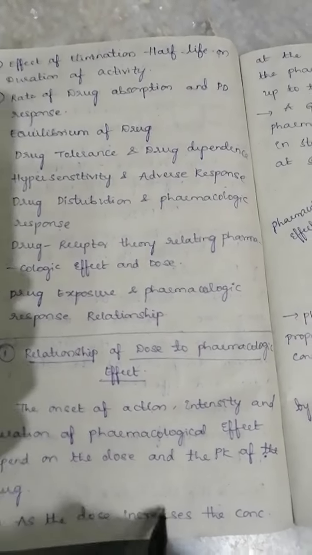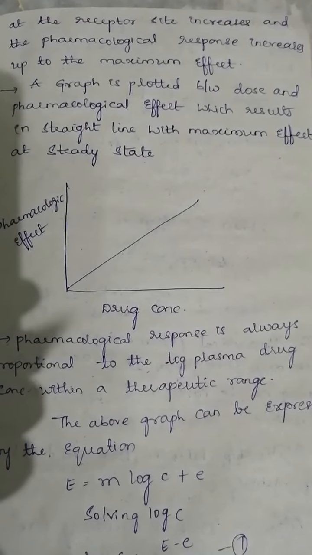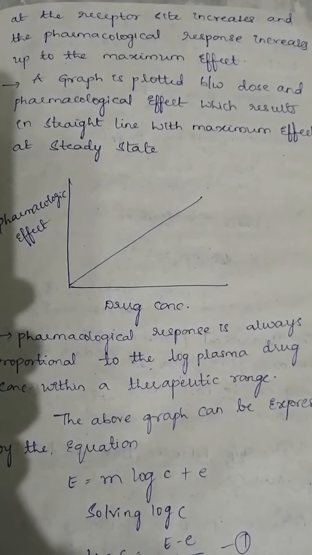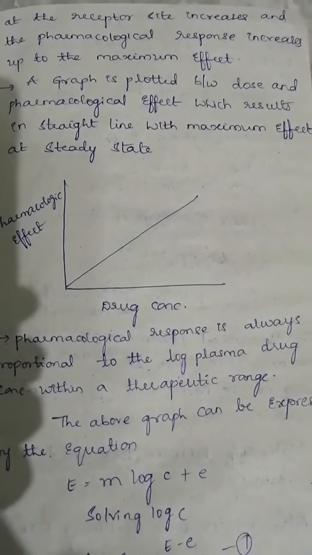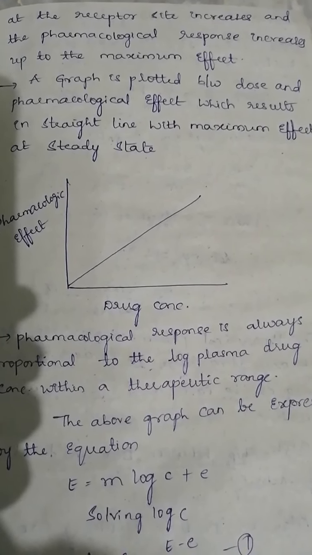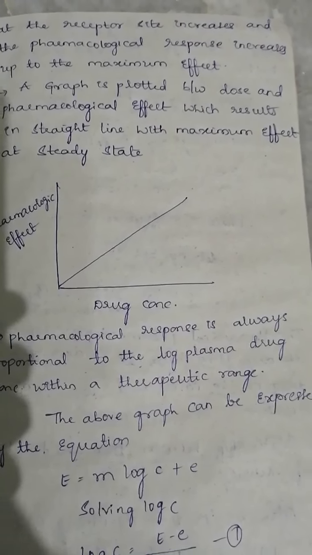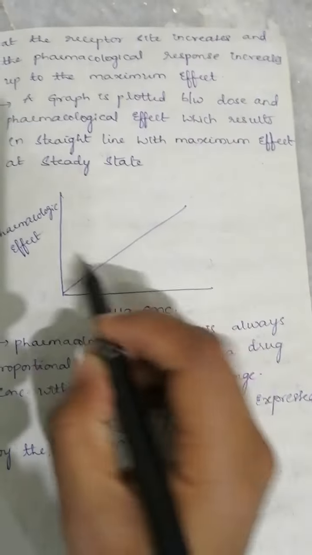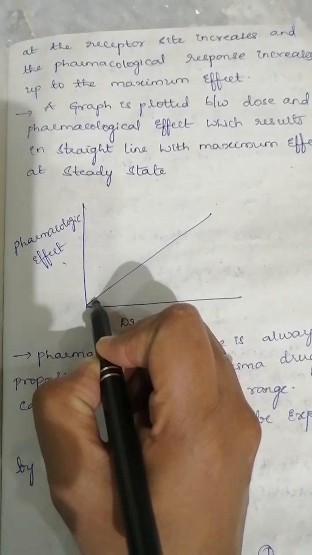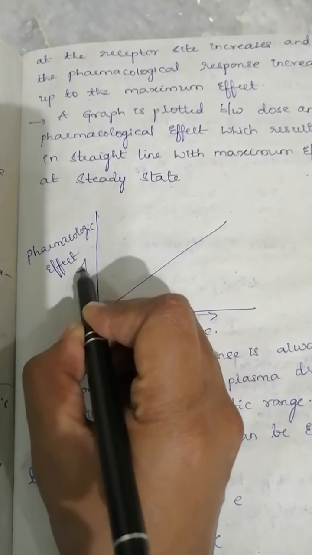So you know that as the dose increases, the concentration at the receptor sites increases and the pharmacological response increases up to the maximum effect. Okay, so for this purpose, a graph is plotted between dose and pharmacological effect, which results in a straight line with maximum effect at steady state. So this is the concentration of dose and this is the pharmacological effect. So when you give less dose, you will show only less pharmacological effect. If you are going to increase the dose, then your pharmacological effect will also increase.